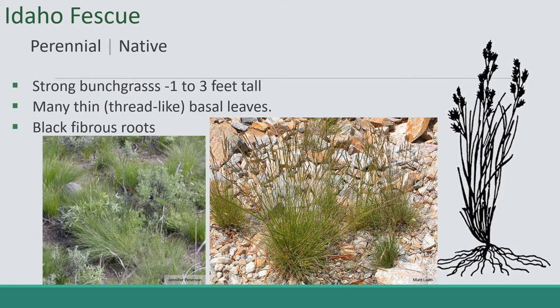Idaho fescue is another important bunch grass. This one is native. It has very interesting leaves. It's a very strong bunch grass. The stems are really closely aligned with each other, not loose like blue bunch wheatgrass. They're really strongly aligned, and the leaves are really thin. They're just thread-like, I would describe them.